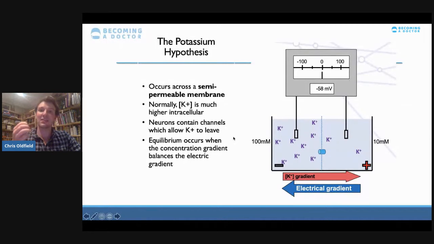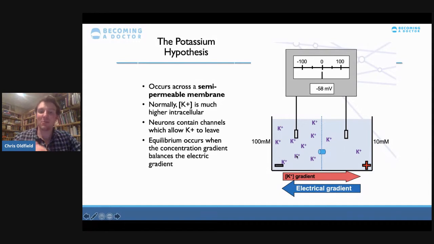Neurons are special though, because they contain certain channels which allow the potassium to leave. And the potassium will want to leave because if there's a much higher concentration of it intracellularly than extracellularly, then it'll want to be moving down a concentration gradient just by diffusion through these channels. However, as potassium leaves, potassium is positively charged, and it enters the extracellular area, which we said has lots of sodium in it, and sodium is also positively charged. So as potassium leaves, whilst it's moving down a concentration gradient, it will increase the positive charge on the outside. As the positive charge builds up, that positive charge will create an electrical gradient, which will be wanting to drive the potassium from extracellularly to intracellularly.